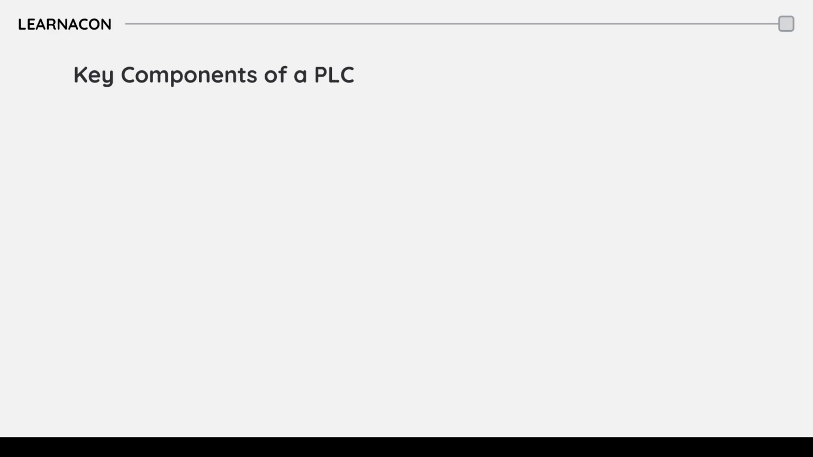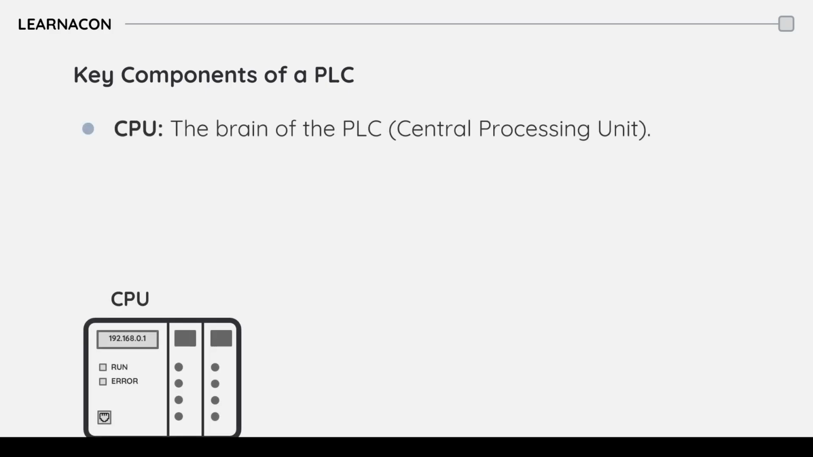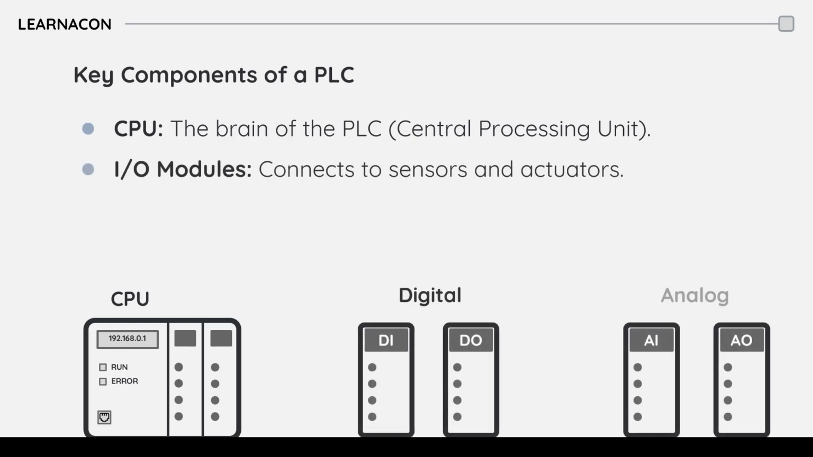Let's talk about the key parts of a PLC. The CPU is the brain of the PLC. It handles all the processing and makes decisions based on the program instructions. Input-output modules are the connectors that link the PLC to the real world. They connect to sensors and actuators, letting the PLC receive inputs like temperature readings and send outputs like turning on a motor. You may deal with 4 different modules, including digital in and out, plus analog inputs and outputs.